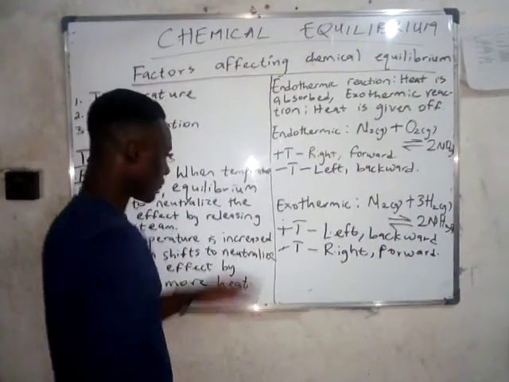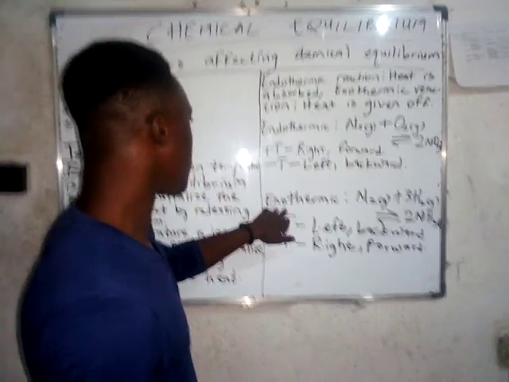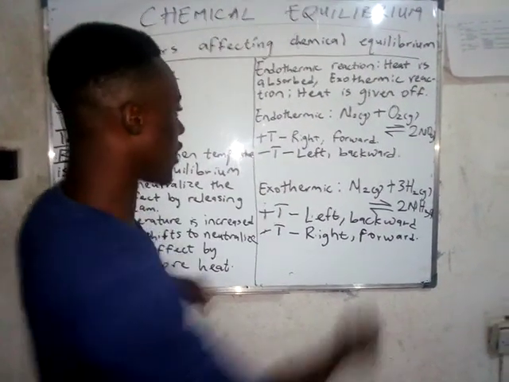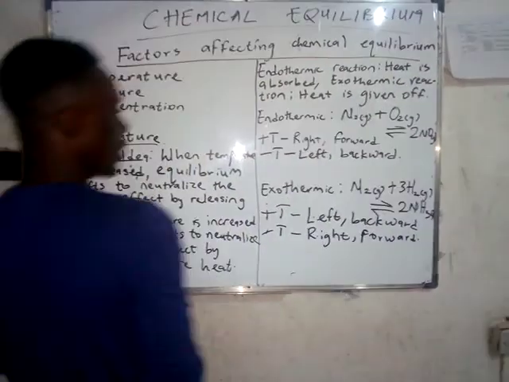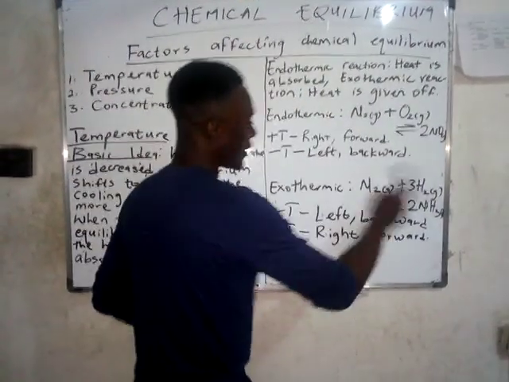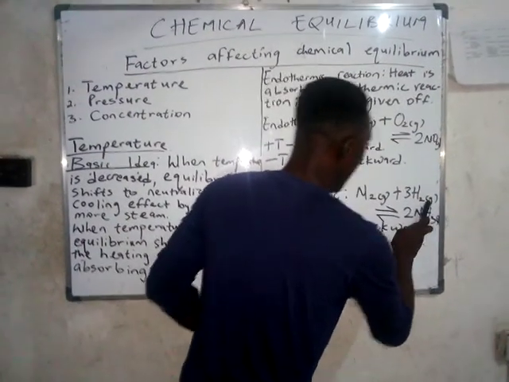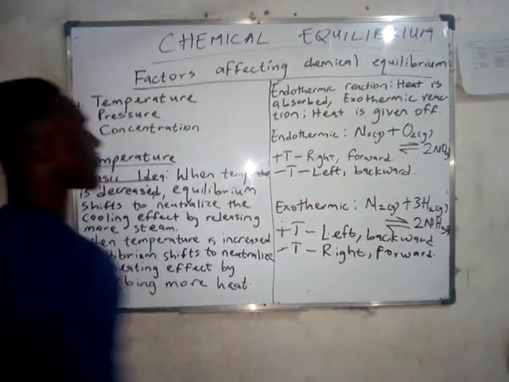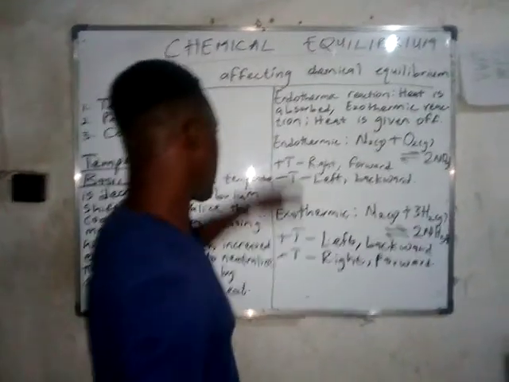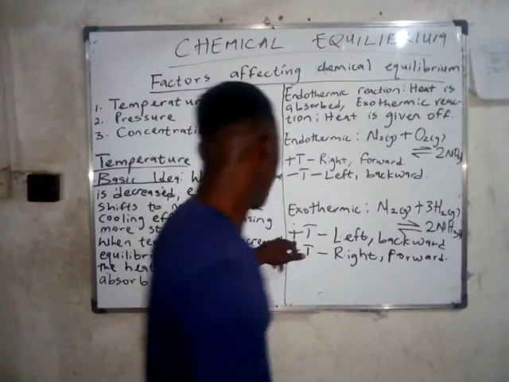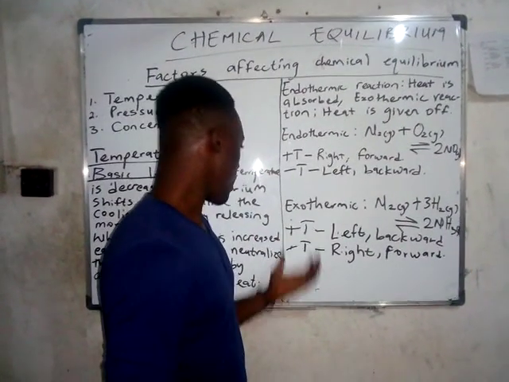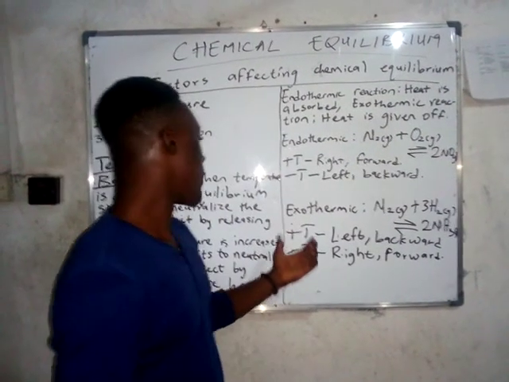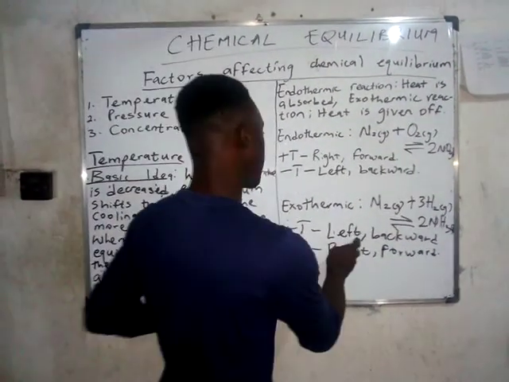On the other hand, looking at the exothermic reaction, we are going to look at the example of nitrogen, which is a gas, reacting with hydrogen gas also to give you ammonia, 2 moles of ammonia. Just as I've written here, we're going to see what happens when you increase the temperature and what happens when you decrease the temperature. For when you increase the temperature, I've written here left.